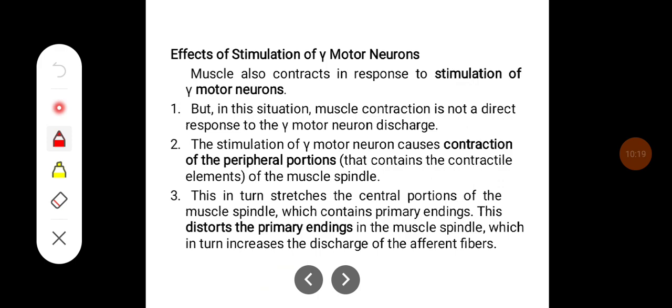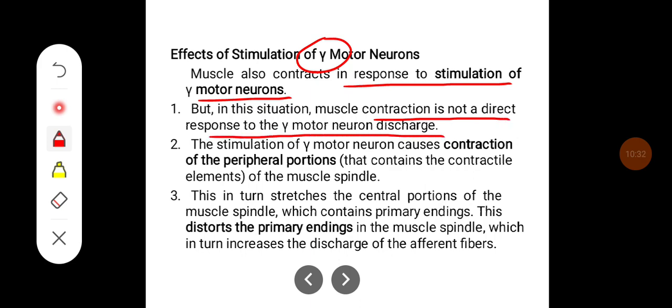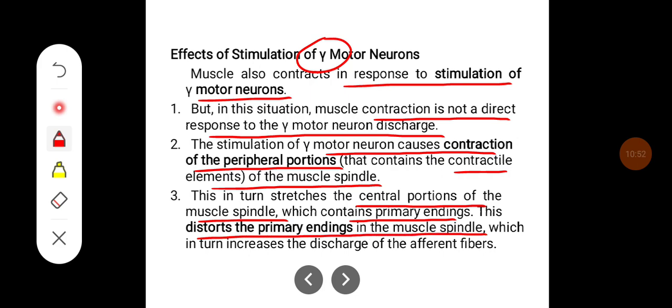What is the effect of stimulation of the gamma motor neurons? Muscle also contracts in response to stimulation of gamma motor neurons. But in this situation, the muscle contraction is not a direct response to the gamma motor neuron discharge. The stimulation of the gamma motor neuron causes contraction of the peripheral portions that contain the contractile elements of the muscle spindle. This in turn stretches the central portion of the muscle spindle, which contains primary endings. This distorts primary endings in the muscle spindle, which in turn increases the discharge of the afferent fibers.